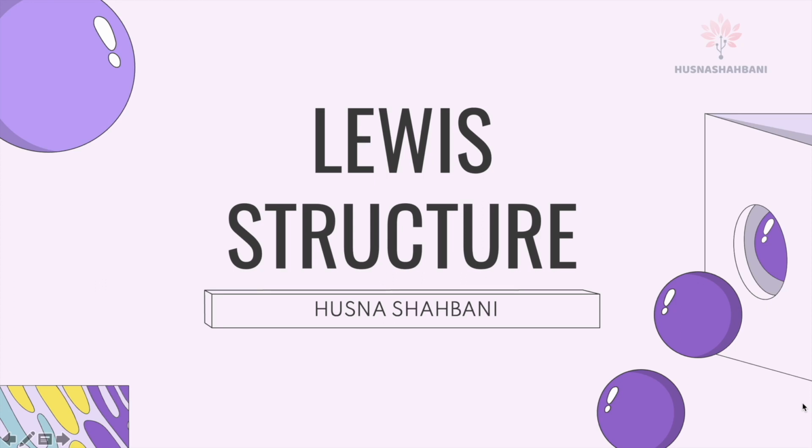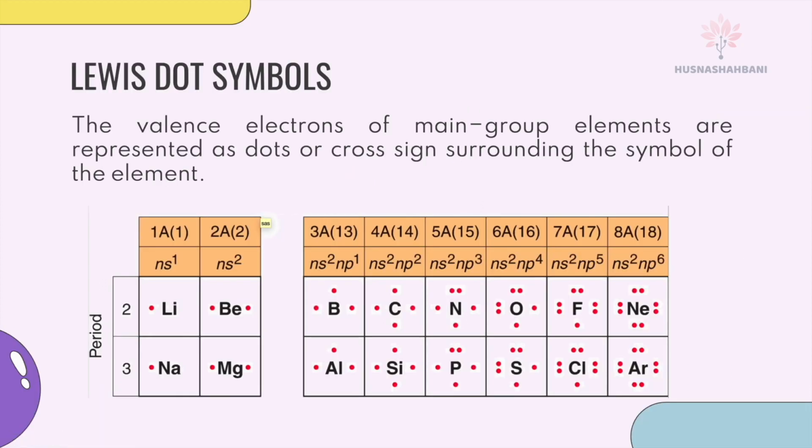Lewis structure. Lewis dot symbols. The valence electrons of main group elements are represented as dots or cross signs surrounding the symbol of the element. For example, lithium has only one valence electron. So one dot symbol means this lithium has one valence electron.